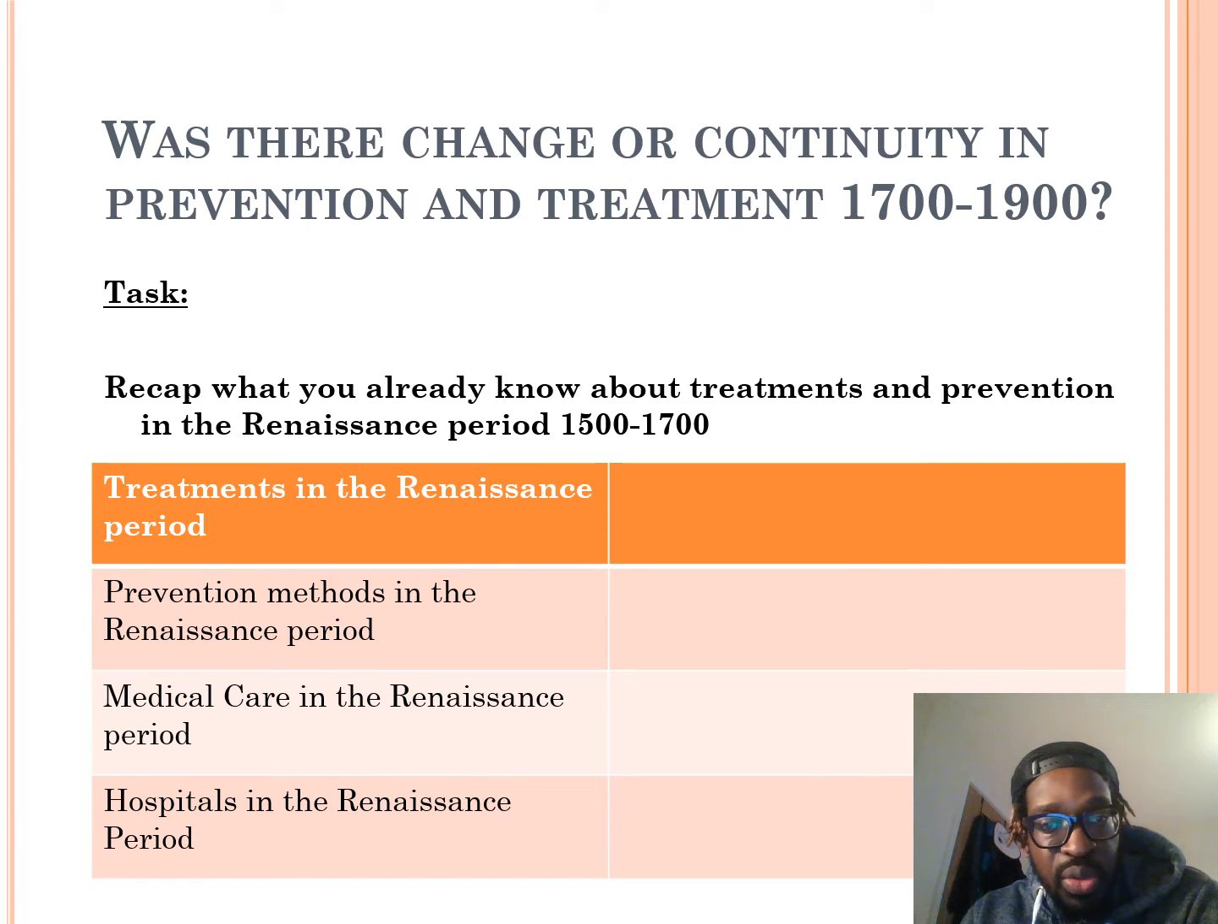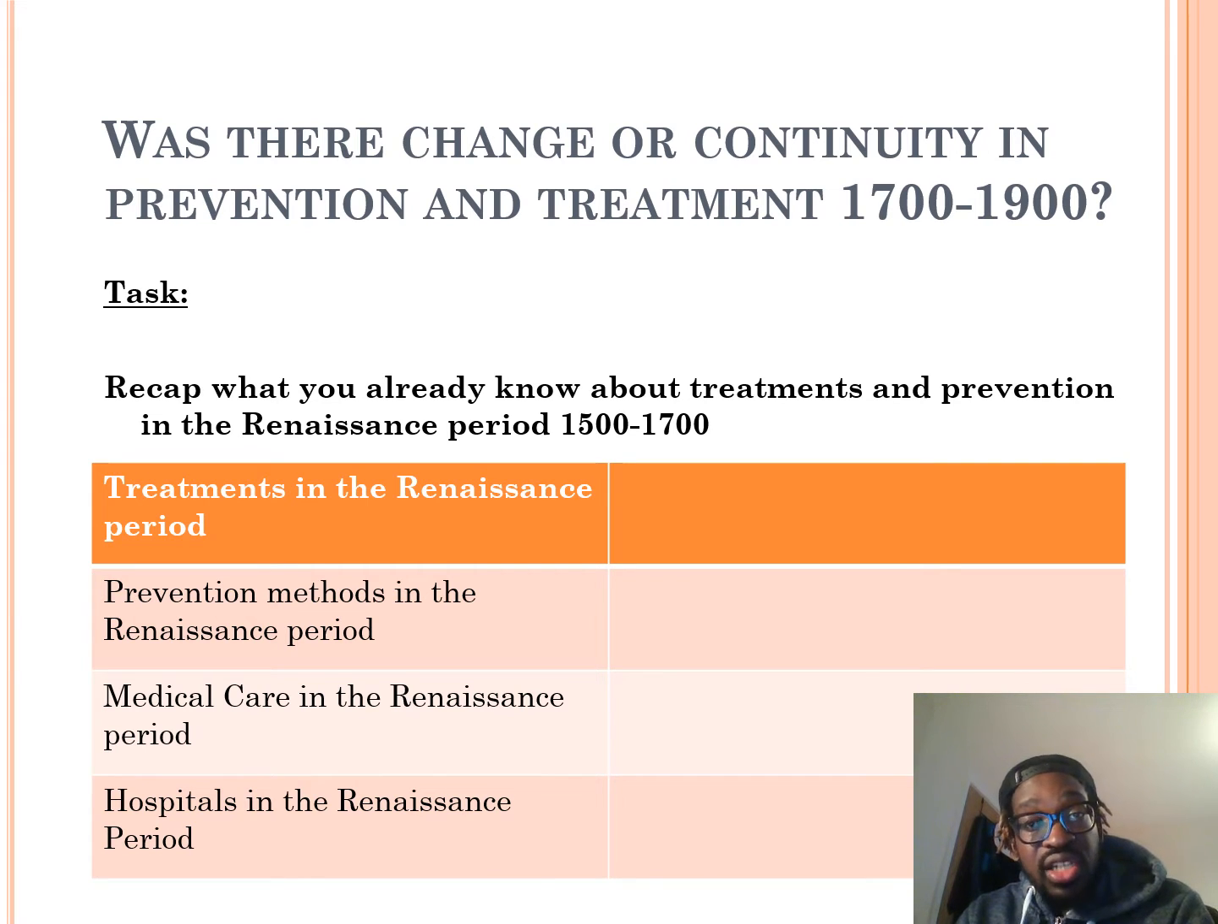So in the Renaissance period, just recap for me 3 or 4 bullet points. What did they do to treat people? If you don't remember, that's when we were looking at things like herbal remedies. They were experimenting with chemicals, etc. Then prevention methods in the Renaissance period: how did they try to stop people getting diseases? Who was responsible for medical care, and what were hospitals like in the Renaissance period?